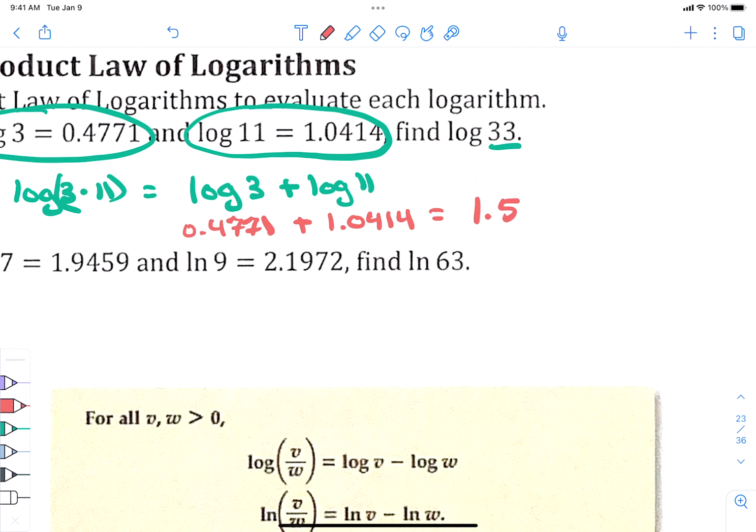Something like that. I don't know. Somebody add this together for me, please, would you? 1.5185. I'm kidding. I'm good.